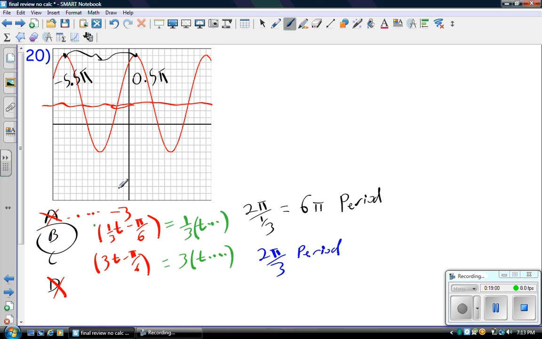So again, just knowing that it was shifted up instead of down, that eliminated 2 answers. And then noting that the 1/3 actually extended the period. The 3 shrunk or compressed the period. This one had to be the correct one. So hopefully this helps with some of those no calculator questions. We'll answer other ones in class.